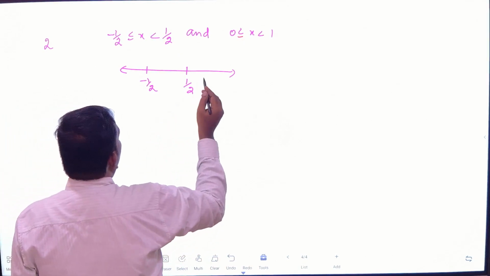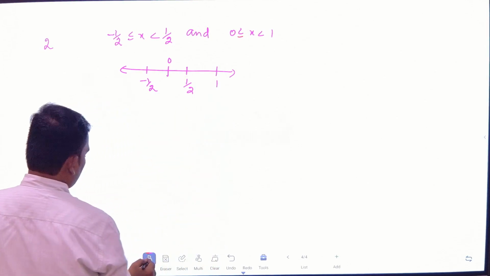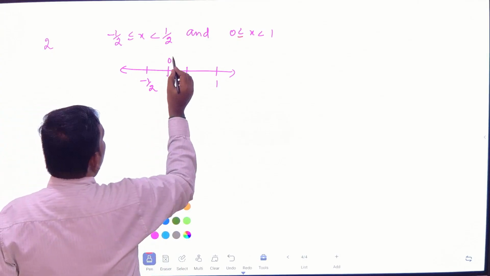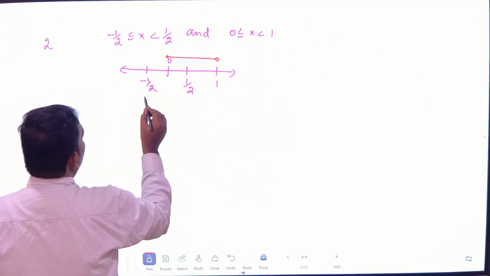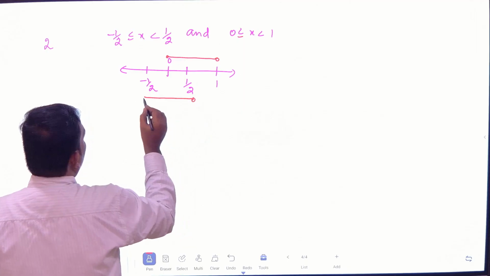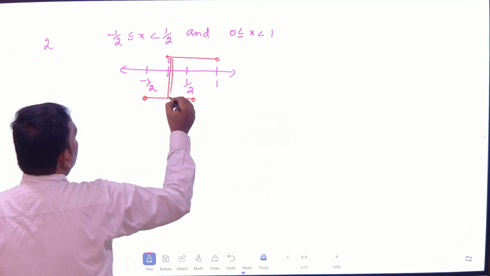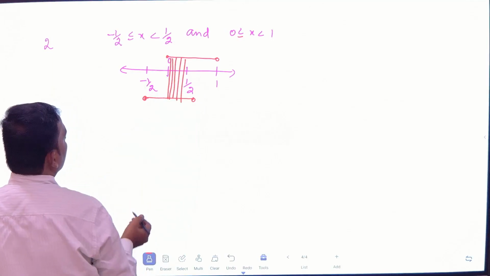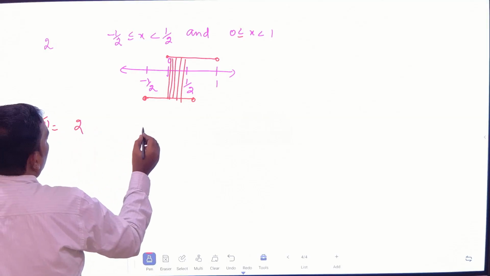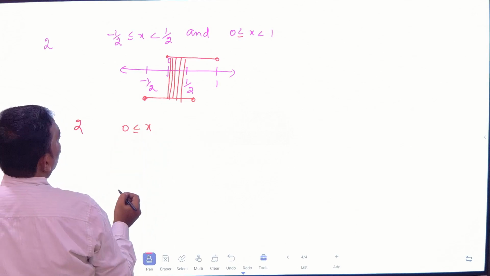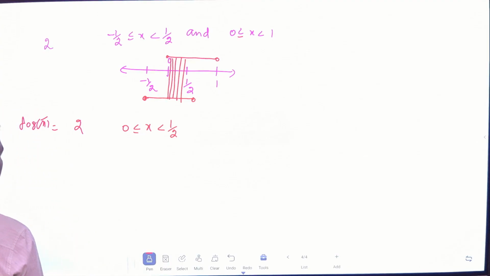This is minus 1 by 2 to plus 1 by 2, right? So, okay, fine. Then x is 0, 0 is here, 1 here, right? So if you take this case, 0 to 1, 0 is included, 1 is not included. Minus 1 by 2 is included, plus 1 by 2 is not included. Okay, which is common here? You can see this is your common element, right? So what is that? 0 to 1 by 2. So this f composition g of x is 2 when x is 0 included, less than 1 by 2, right? Okay, this is the second one.